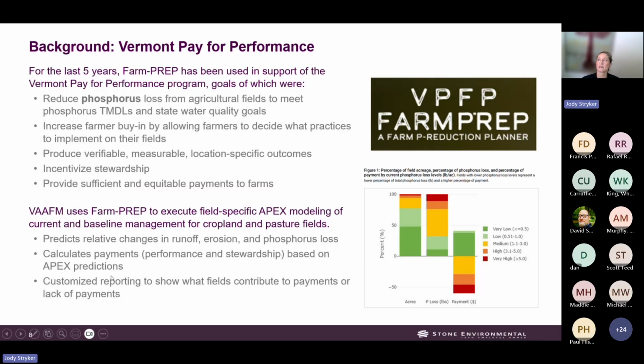So as I briefly mentioned, we've had the pleasure of collaborating with the Vermont Agency of Agriculture on development and customization of this tool. For the last 5 years, Farm Prep has been used to support the Vermont Pay for Performance program. This is an innovative program that was designed and implemented as sort of an additional funding mechanism for farmers outside the more typical practice-based approaches.